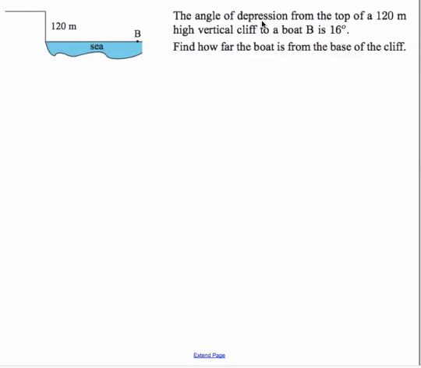Okay, in this one, the angle of depression from the top of a cliff to a boat is 16 degrees. So let's draw this line in from the top of the cliff to the boat, and the angle of depression is 16 degrees. So we have to draw the horizontal. Depression is down from the horizontal, so that is 16 degrees.